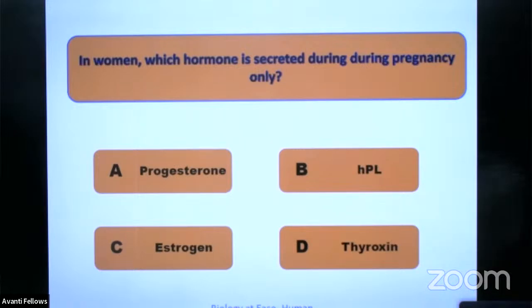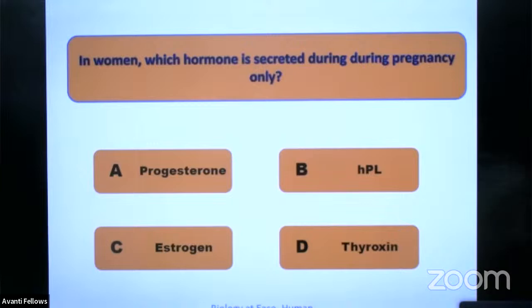Hormone secreted by the female during the pregnancy only. Progesterone production starts before the pregnancy. Pregnancy is established only after the implantation. But the formation of the progesterone hormone by the ruptured Graafian follicle starts just after releasing the ovum, it starts producing progesterone.